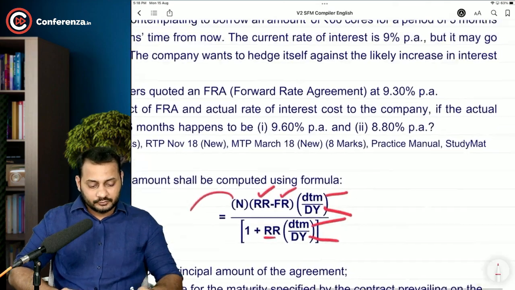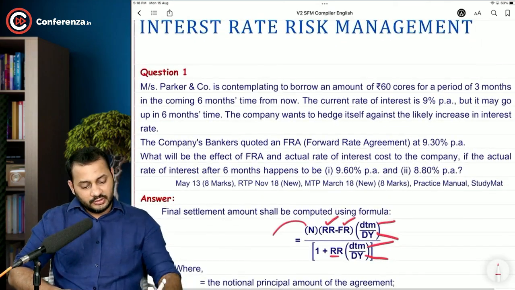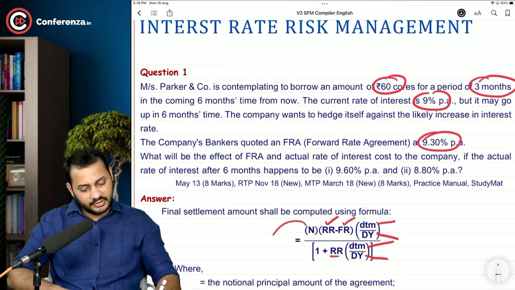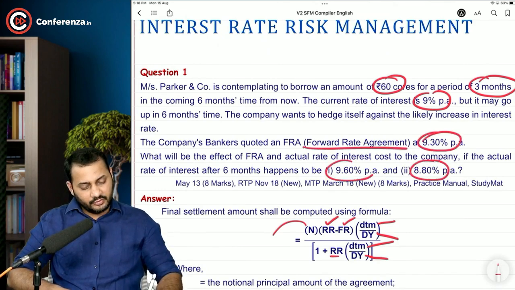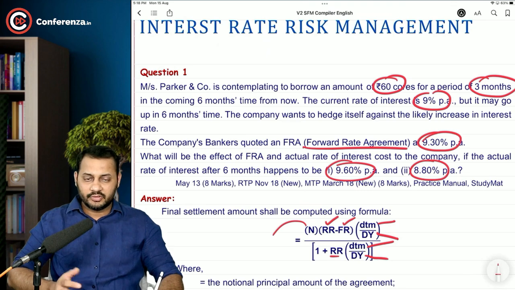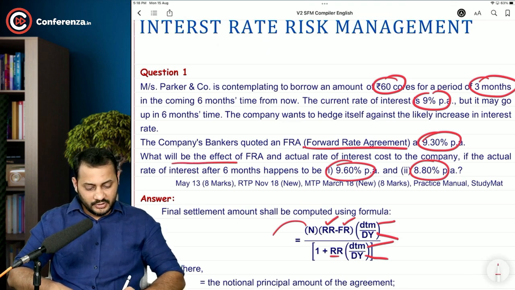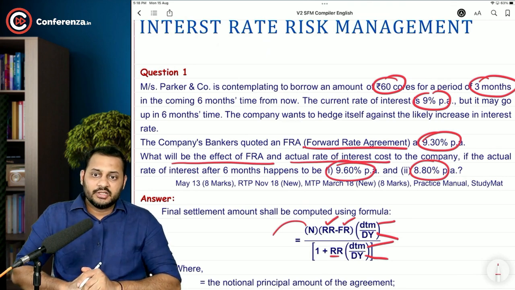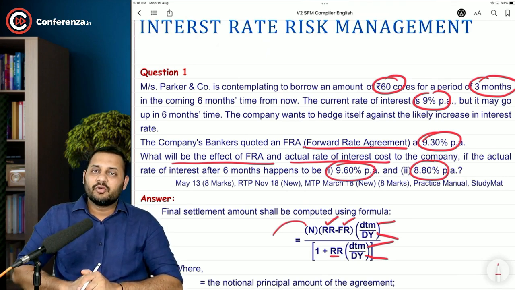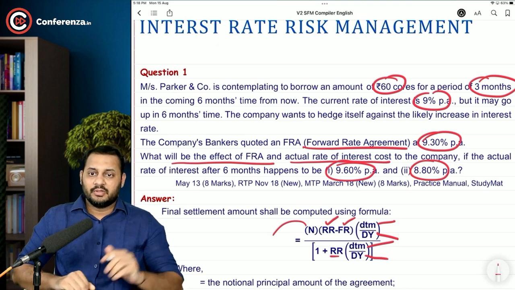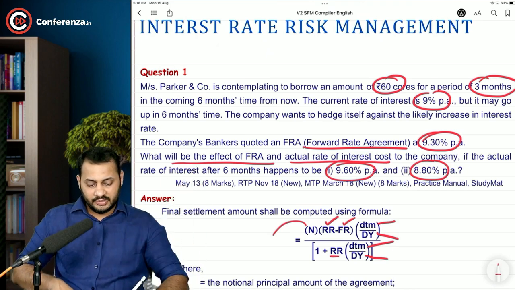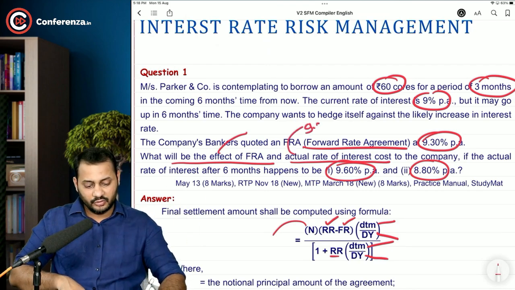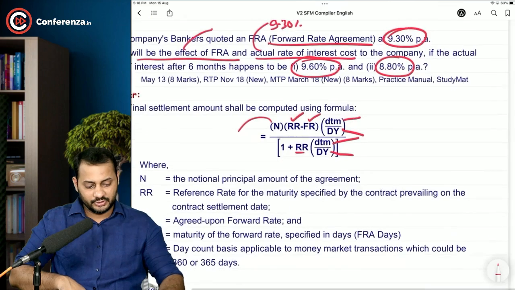That's it. This was the same question. 60 crore, 9%, 3 months, 9.3% FRA, 8.8 or 9.6%, 2 different probabilities. What will be the effect of FRA and actual rate of interest cost to the company? See, in this question, they are not asking you to find out the profit or loss, but they are saying what is the effect of FRA, that is your profit or loss, and the actual rate of interest cost to the company, it will always be 9.30%. I will show you how.